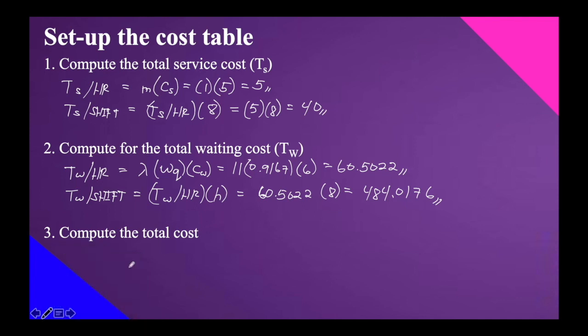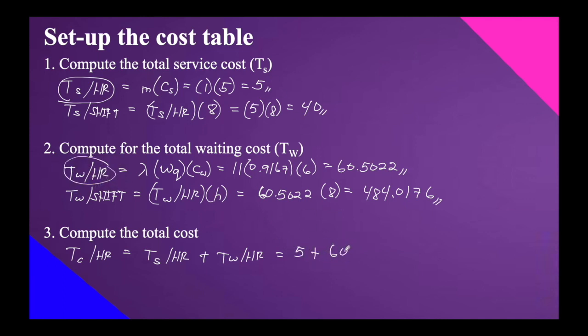Napakadali lang. So, for the total cost per hour, our formula here will be the total service cost per hour, which is ito po, bilugan natin, plus the total waiting cost na per hour. Okay, which is ito. So, basically, that is 5 plus 60.5022. So, that is 65.5022. Okay? Total cost per hour.